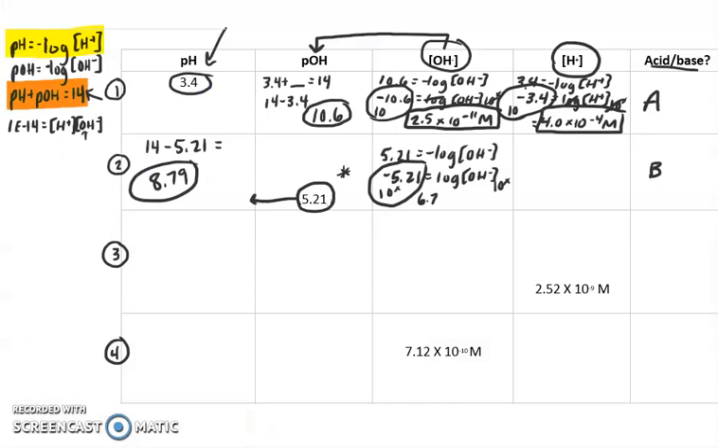So we get 6.2 times 10 to the -6th M for my answer. All right, concentration of H. I'm going to use my pH for that. So I'm going to use this value over here.